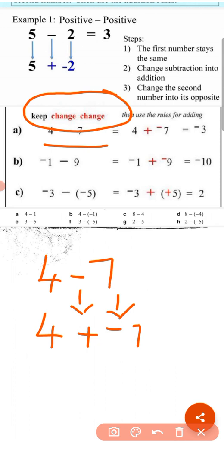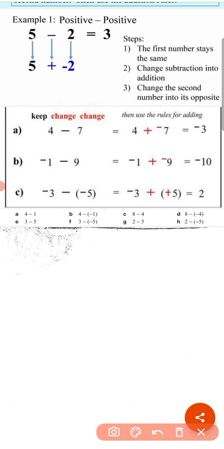Okay. Now we are adding two numbers with different signs. 4 plus negative 7. 7 minus 4 is 3. Since the larger number is negative, put the sign negative. So our answer is negative 3. Clear? Next question is negative 1 minus 9.